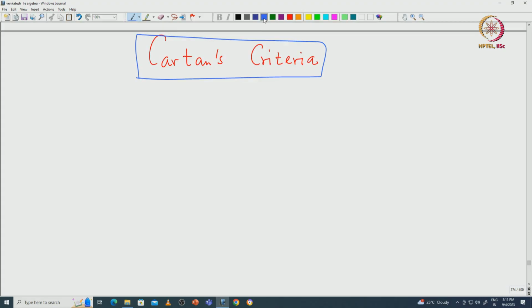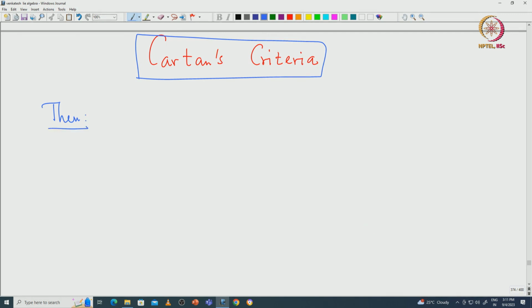Welcome back everyone. In this lecture I will prove Cartan's criterion for solvability and semi-simplicity. For that purpose we need to recall what we have done in the last class, which is the primary decomposition theorem. So, let me state the Jordan-Chevalley decomposition, which is a very important consequence of this primary decomposition theorem. I will state the result so that you can recall what we have done.